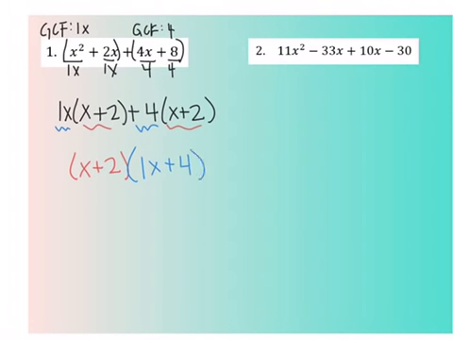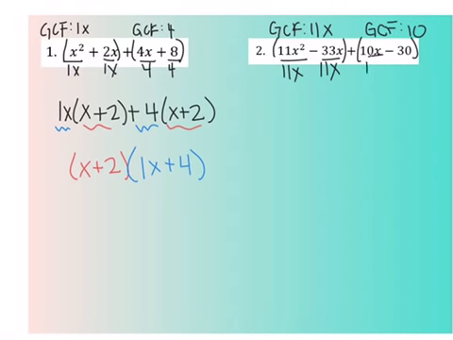So let's go ahead and try that again now with example number 2. First thing is I'm going to group them so I have 2 sets of parentheses going on. I'm going to figure out the GCFs for both, and that's what I'm going to divide out. So the GCF for the first set of parentheses, they both have 11, and they both have an x. GCF for the second set of parentheses, they both have a 10 in common. So this one I'm going to divide by 11x, and this one I'm going to divide by 10.